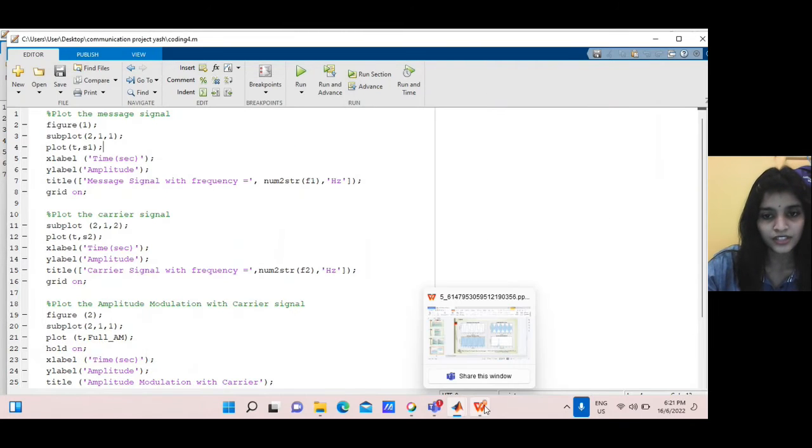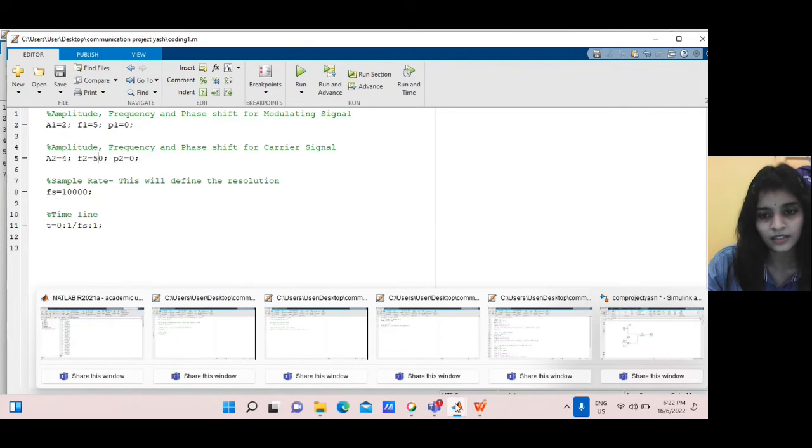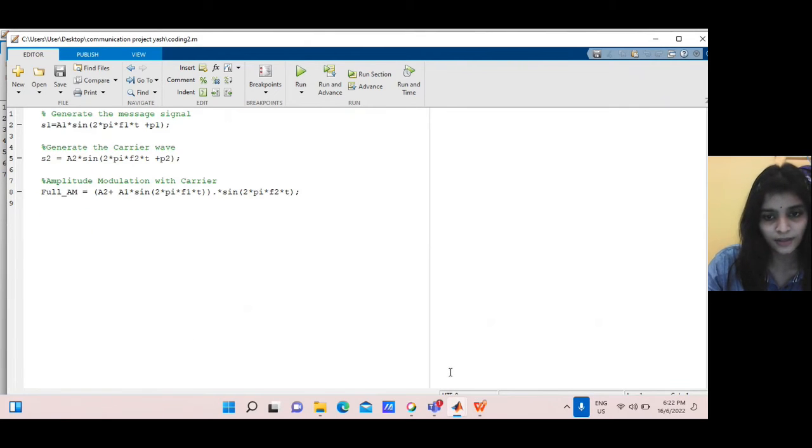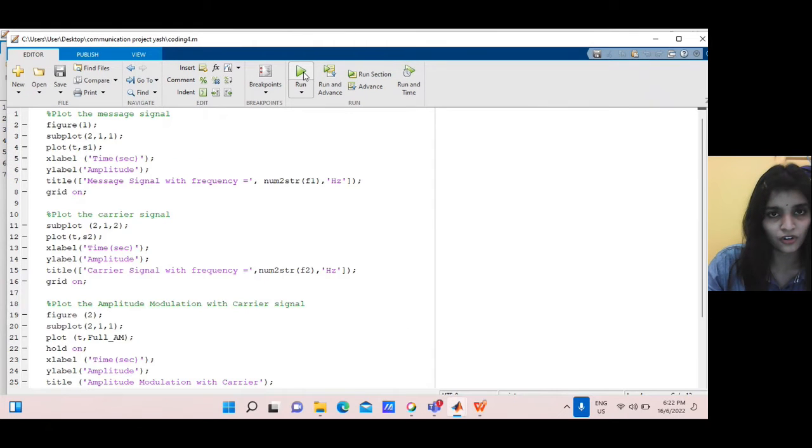Okay, for example, I try with other values. This one, the amplitude will be 3 with frequency 6, and this one 5 and 60 for the carrier signal. I change to other values to show that it's different. This one will be 5, this one 4, 50. Okay, when I run coding 2, coding 3, and coding 4.